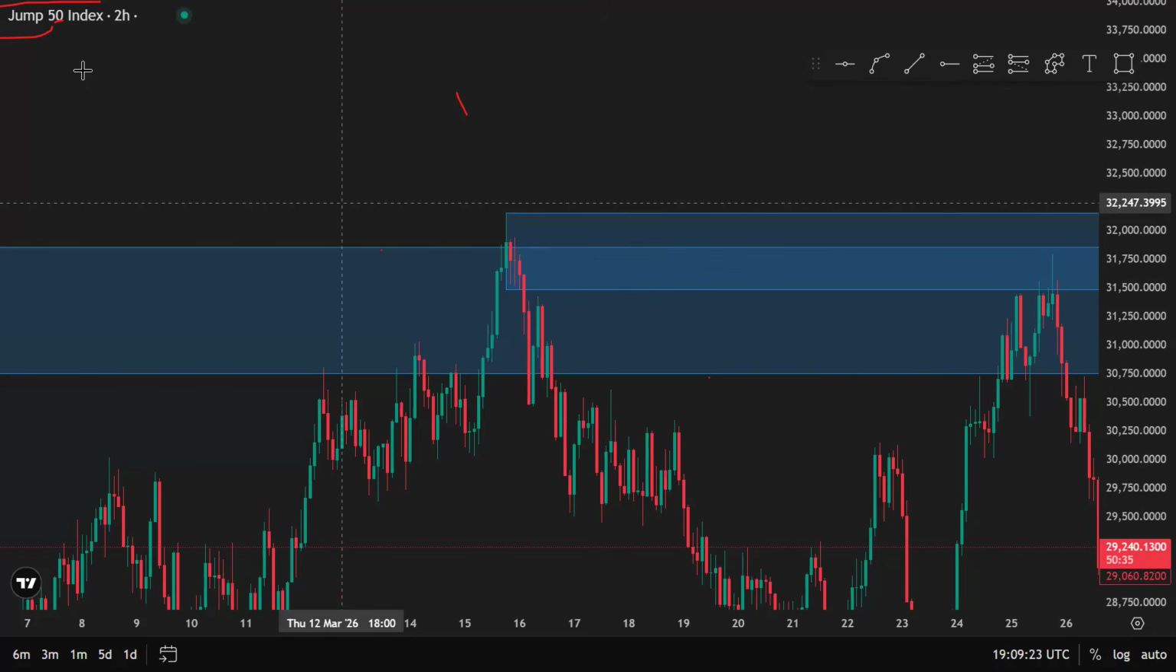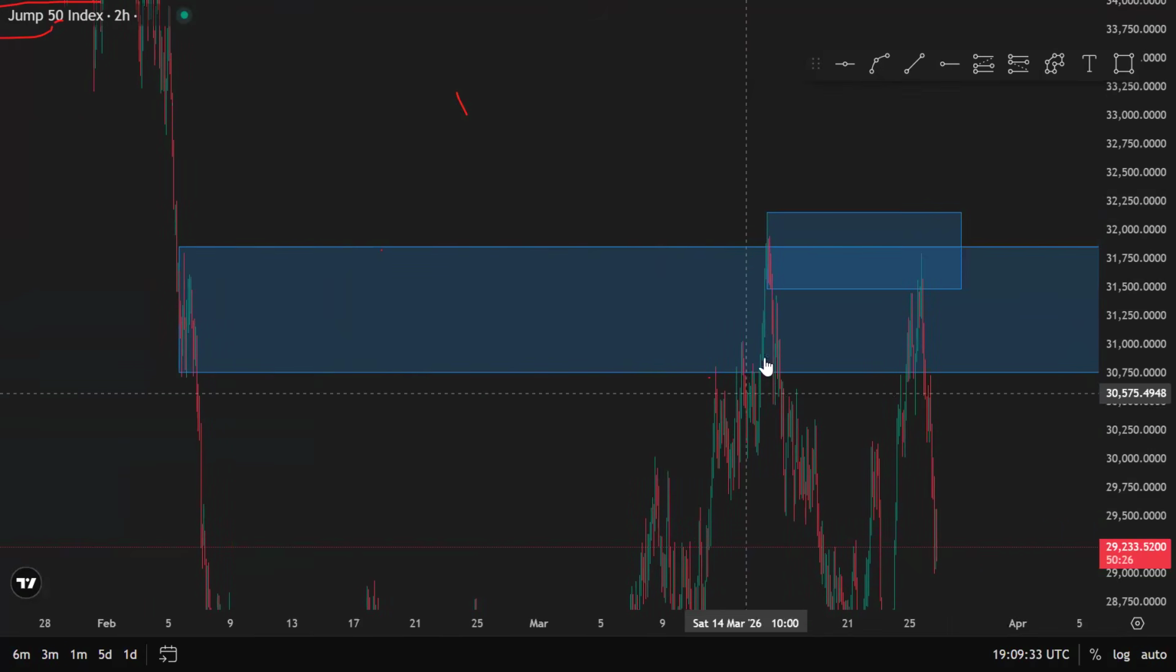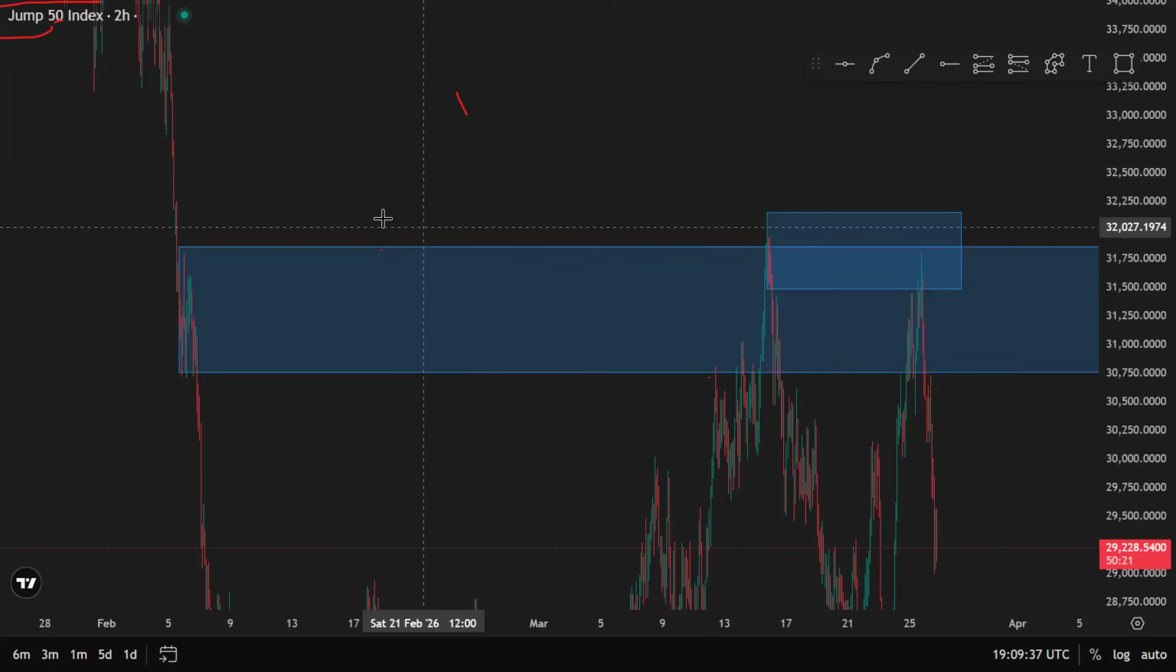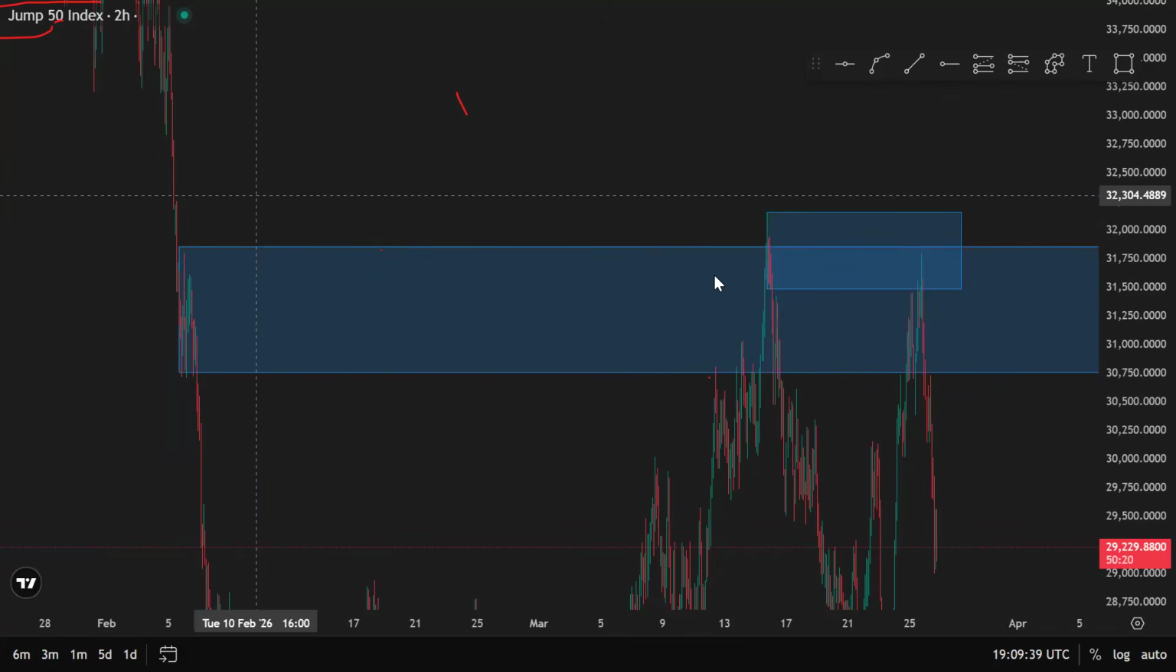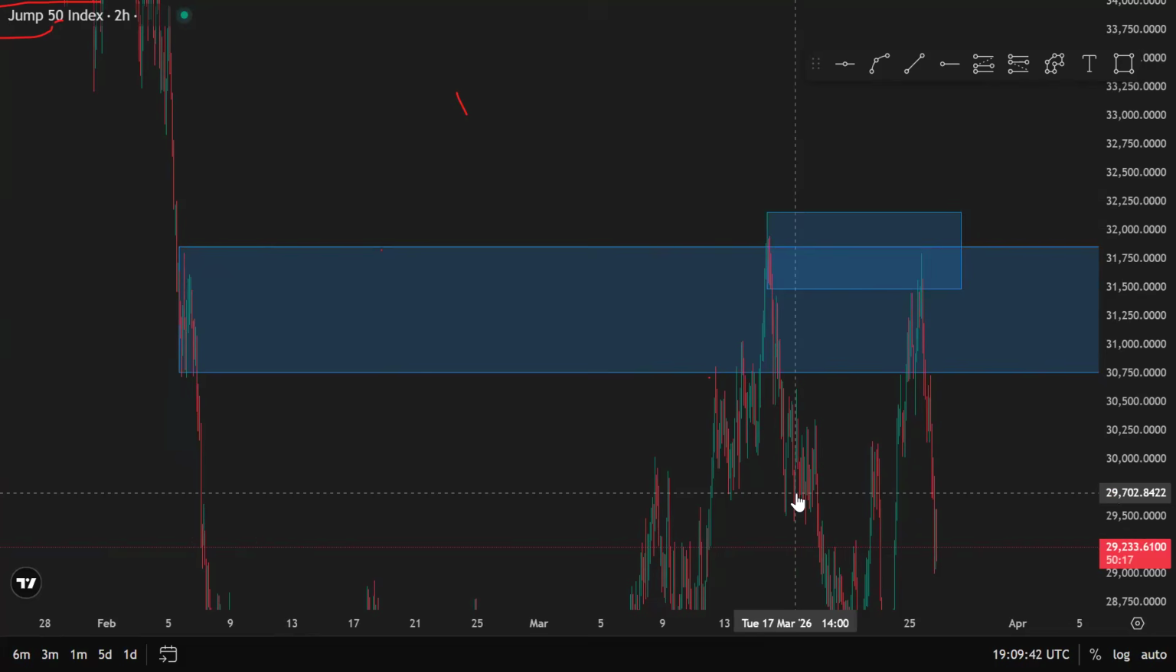All right. So whenever you see a supply zone that was cleared, right? So this is a supply zone right here, and price went up and cleared the supply zone. Once price went up to clear the supply zone right here, and it comes down, just know that that zone is a value zone. I'll repeat myself for you guys.